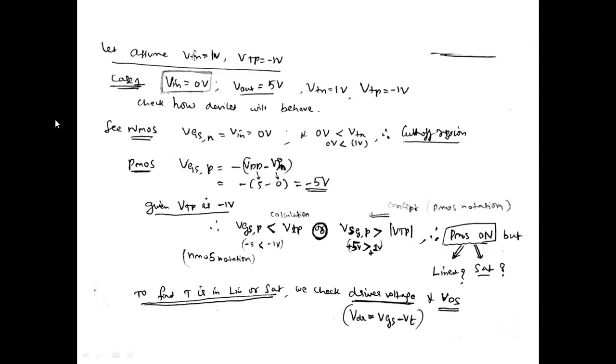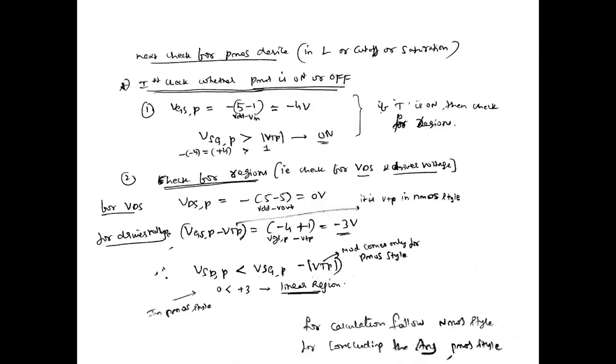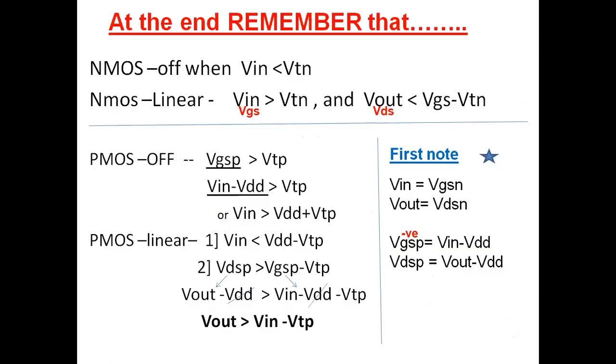Okay, so after discussion of all these equations, what we need to remember is only this: our NMOS is in the off condition when Vin is less than the threshold voltage of the NMOS device, and my NMOS will be in the linear region of operation if VGS, or Vin, is greater than VTN and Vout. So for this NMOS device, Vout is equal to VDS, right?